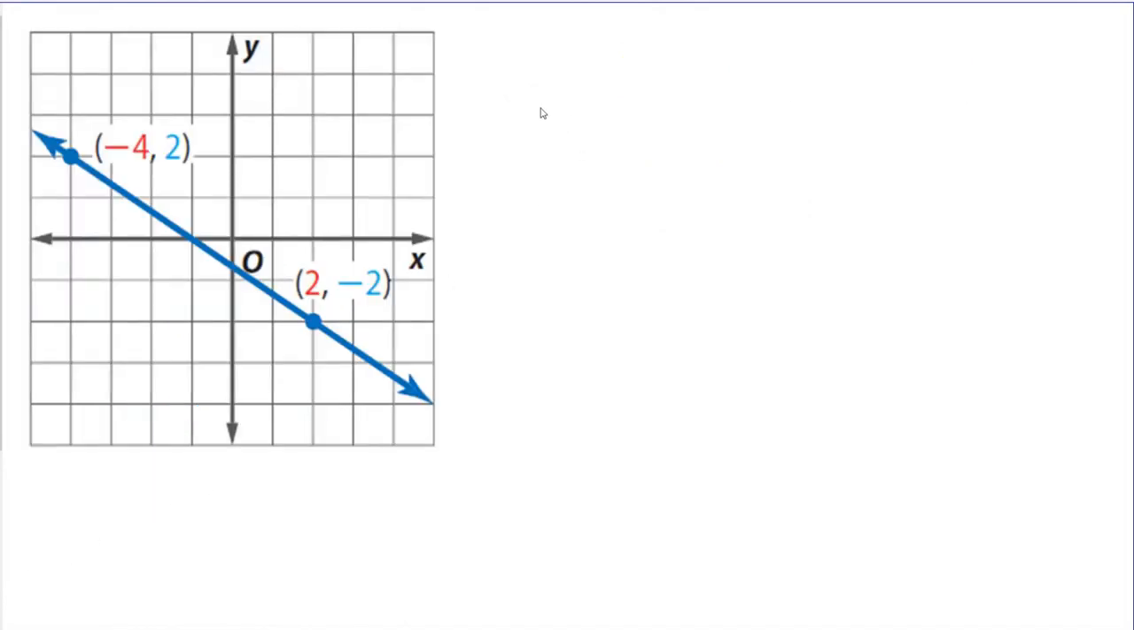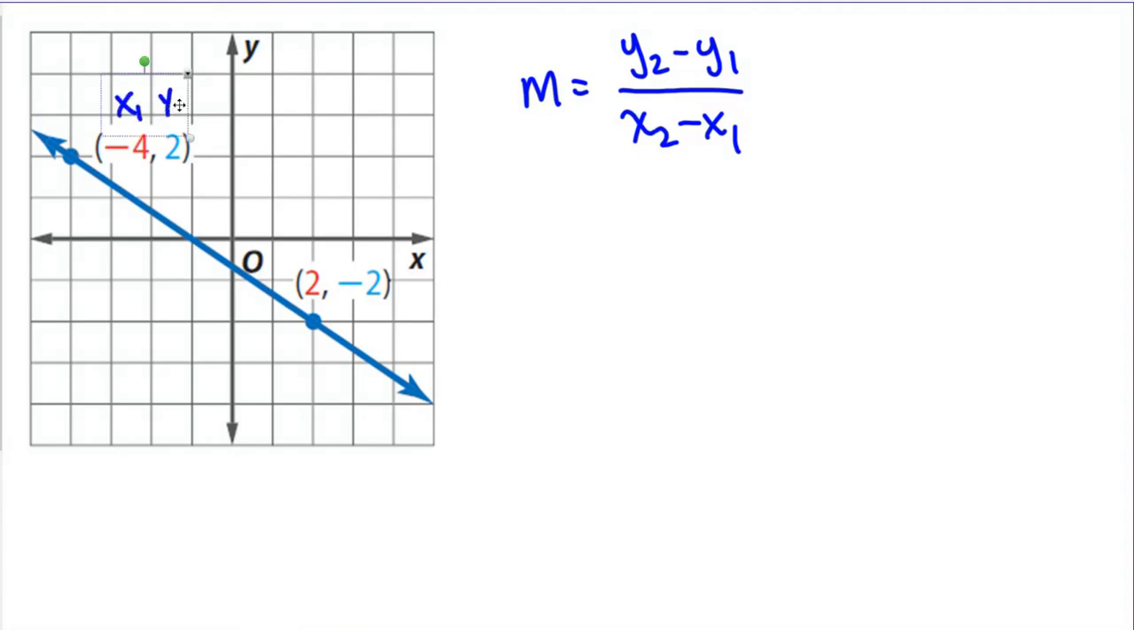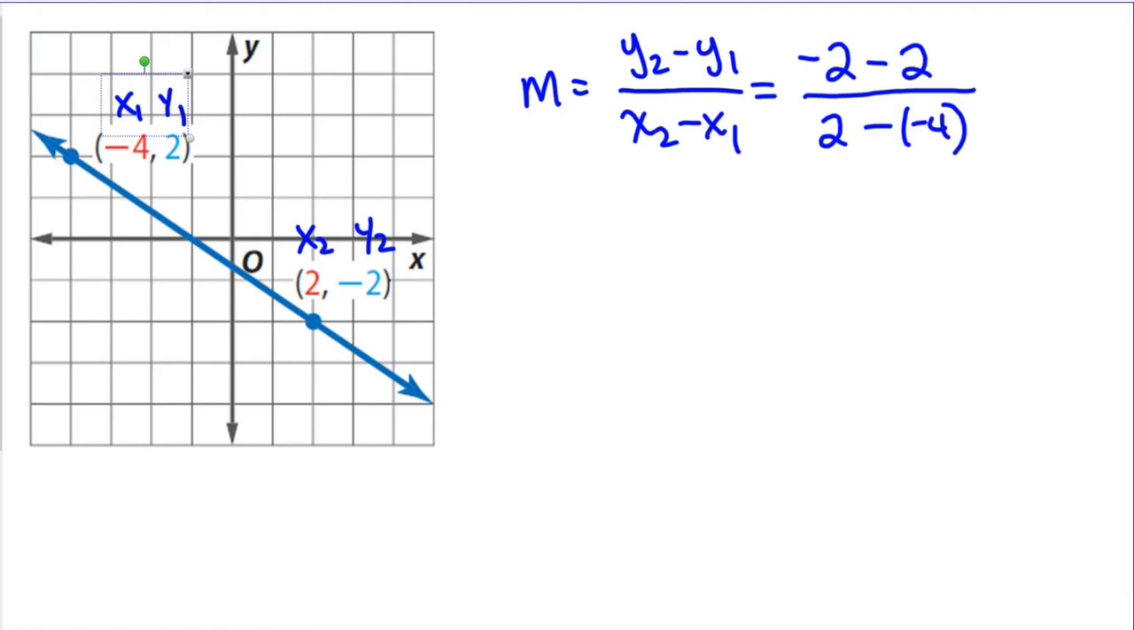Looking at this line, we want to find the slope. Again, to find the slope of a line, we're going to do y2 minus y1 over x2 minus x1. And again, I'm going to call these x1, y1 from left to right, x2, y2. So when I find my slope, y2 is -2, y1 is 2, x2 is 2, and x1 is -4.